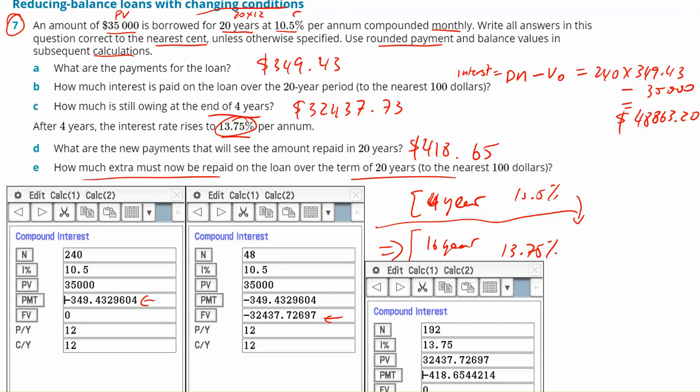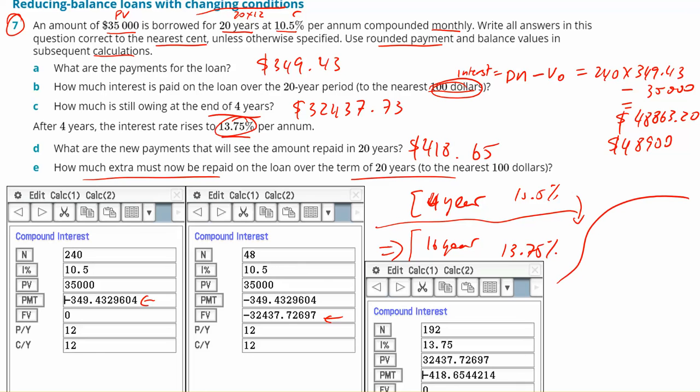Now, how much extra must be paid over the loan in 20 years, to the nearest $100? By the way, for the previous part, it says to the nearest $100, so if you follow the rounding instructions, it will be 48,900. Make sure you read the question. How much extra would we need to pay?